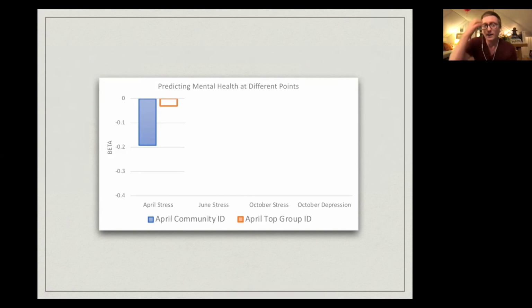So it's showing you the strength of the relationship between the forms of identification and, in this case, stress in April. And so what we see is that there's a significant negative relationship between how identified they were with their local community and their experiences of stress. So they're less stressed the more identified they were with their local community in April. There's not a significant relationship with identification with the most important group they identified. So if the bar is not colored in, it's a non-significant relationship.